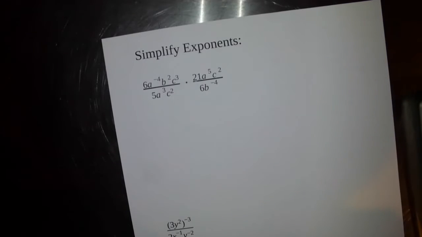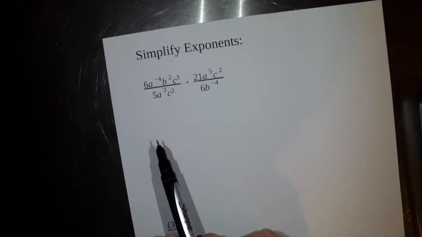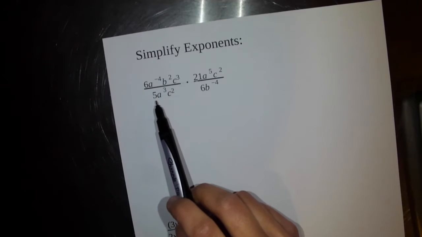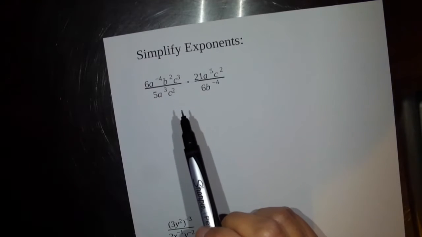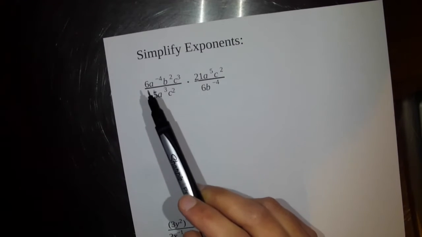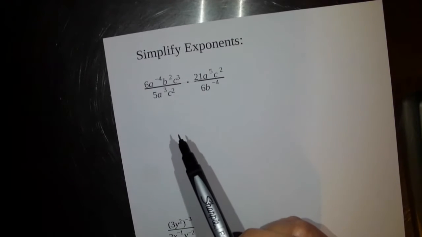In this video, we're going to be simplifying exponents. So my first example here has two different fractions, and we are to multiply them. When we multiply the two fractions, the numbers that are not exponents, we just treat like how we normally would treat numbers in a fraction, right? So this is a fraction 6 over 5, fraction 21 over 6.